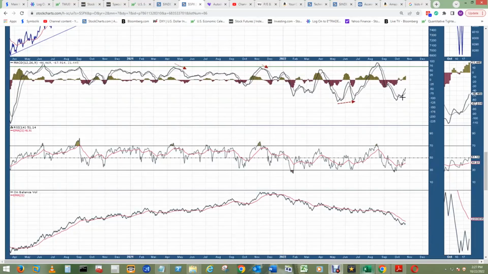And MACD went back above its signal line here at a pretty low level, around negative 80, and it started to head back up towards zero. Hopefully it doesn't run out of steam when it gets there. We need to monitor that. And RSI made it above 50, it's at 51.14. On balance volume looks like the NYA exactly, just not much there for that Friday move.